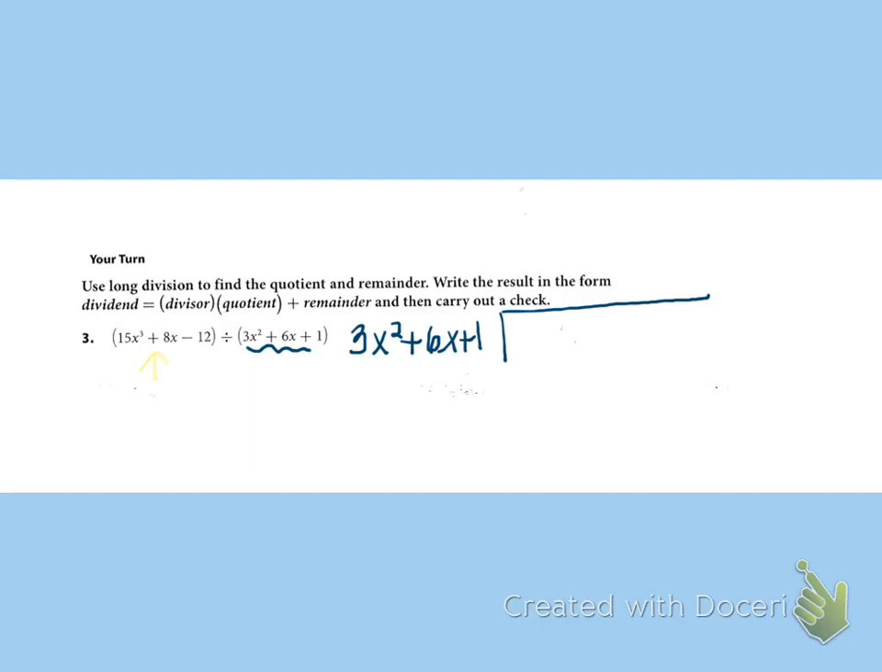So this would be a 15x cubed plus 0x squared plus 8x minus 12. So there's your setup. If you need to go back and take a look at the examples as you're working, feel free to do that. Give that a try, and once you've given that a try, tune back in and you can check your answers. So go ahead and pause the video now.